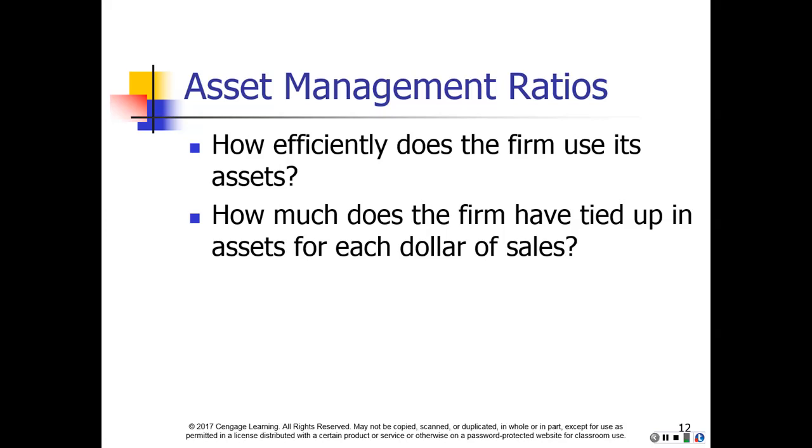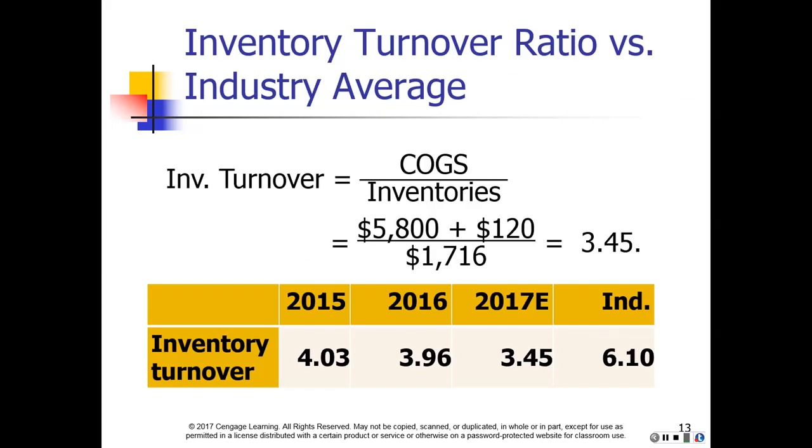Then we'll look at some asset management ratios. That's going to tell us how efficiently the firm uses its assets. How much does the firm have tied up in assets per dollar of sales? So we're going to be looking at ratios we call turnover. So there's an inventory turnover ratio, and for that we look at cost of goods sold.